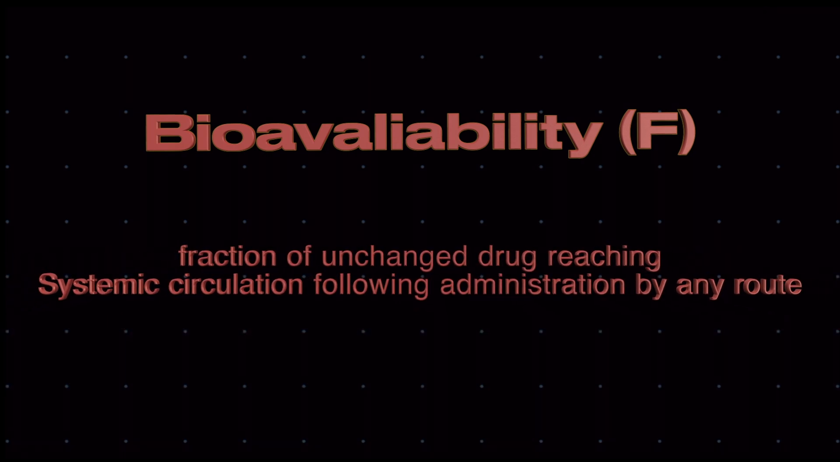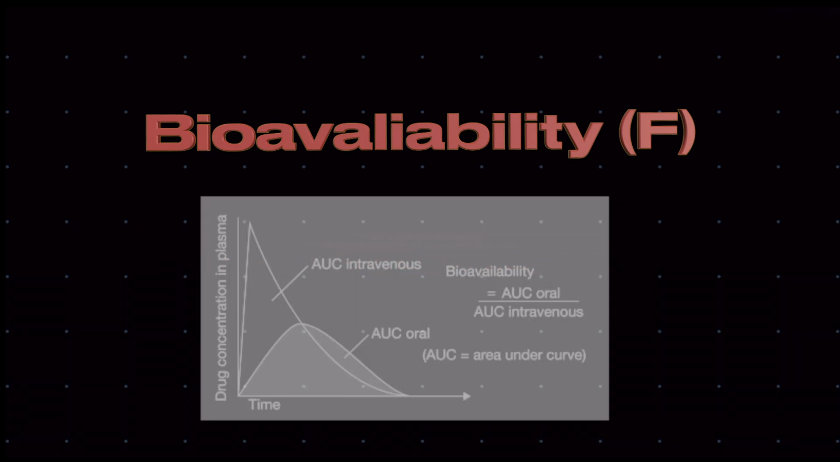Bioavailability, F, is the fraction of an administered dose of a drug that reaches the systemic circulation in an unchanged form. When a drug is given intravenously (IV), bioavailability is 100% because the drug directly enters the bloodstream without needing to be absorbed or undergoing first-pass metabolism. For orally administered drugs (PO), bioavailability is typically less than 100% due to factors like incomplete absorption and first-pass metabolism.